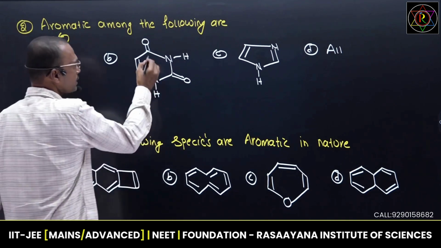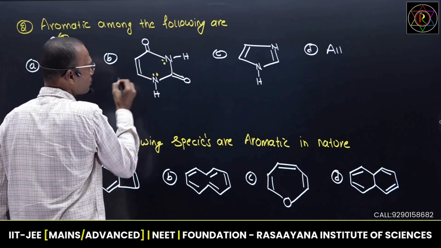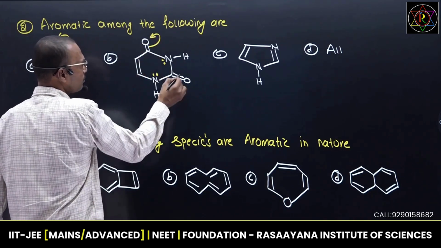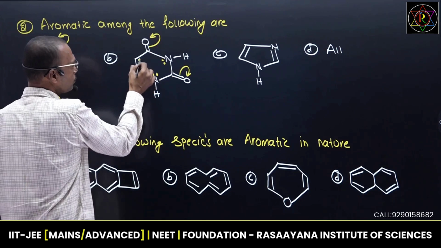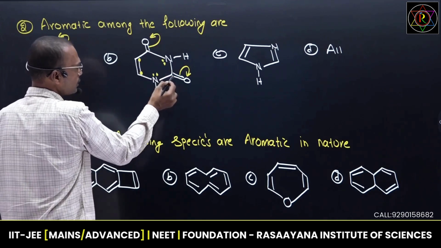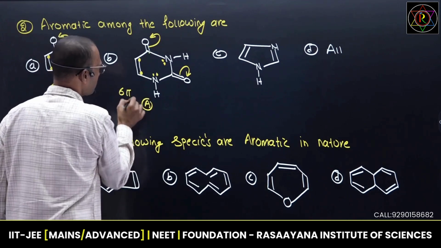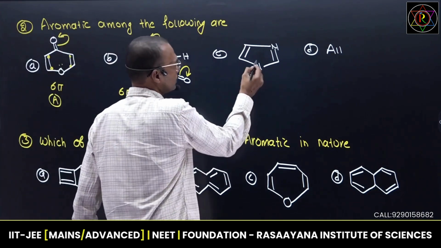And if I take this cyclic amide, this lone pair of electrons and this lone pair of electrons are also involved in delocalization. If I consider transferring this pi electron and this pi electron, the total number of pi electrons is 1, 2, 3, 4, 5, 6. Here you will get positive, here you will get positive. Finally, 6 pi electrons, it is also aromatic in nature. And this is called imidazole.